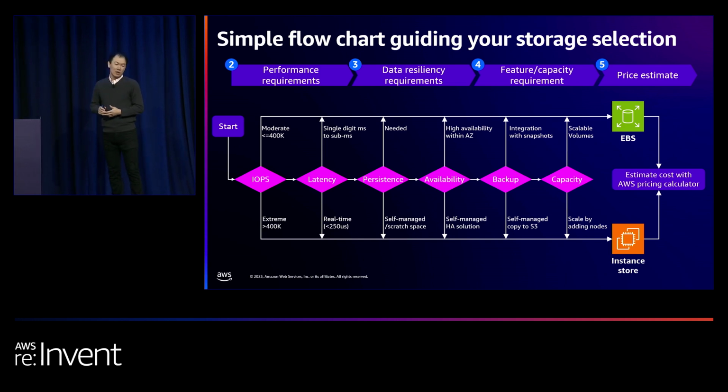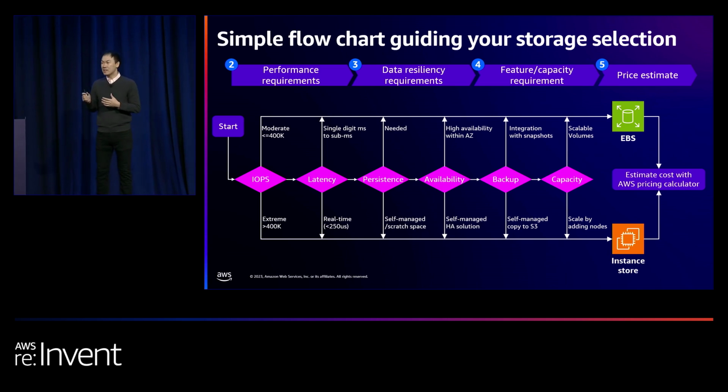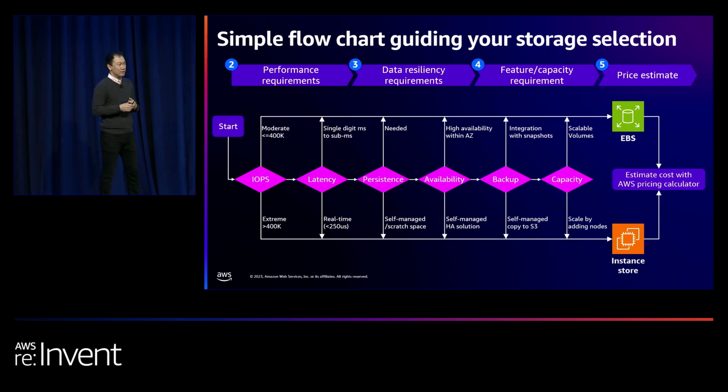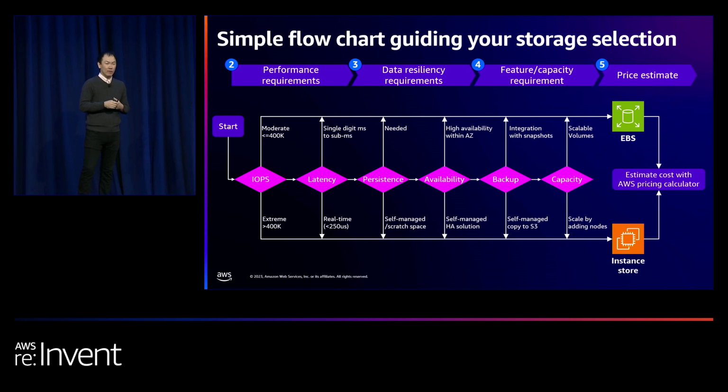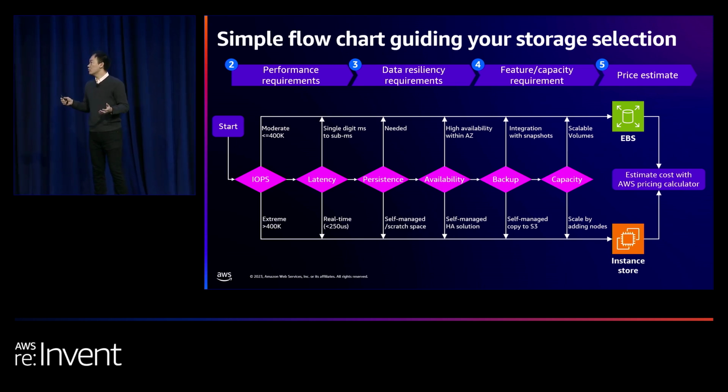So next, your feature and capacity. Do you want to self-manage your backup, moving data over the network to S3? Or do you want to use the native integrated solution like EBS snapshots? Do you have strong scaling needs, where you adjust performance so often that you want to use Elastic Volumes? Or you can choose to spin up a new node and do scale out. Those would guide you to EBS or Instance Store.